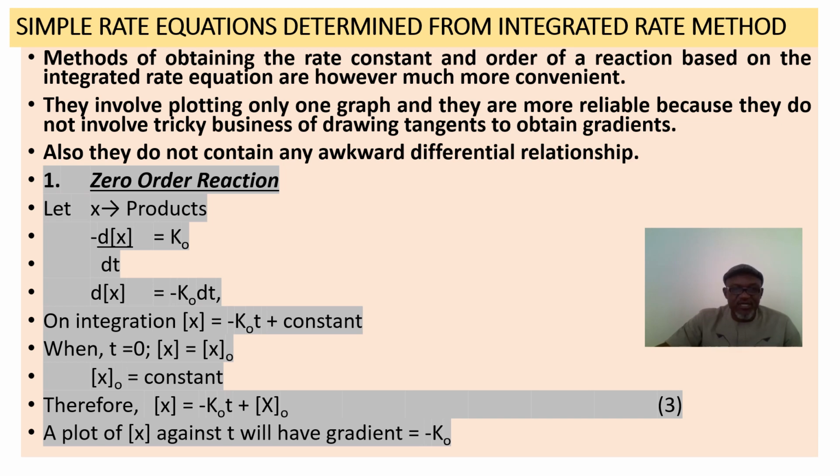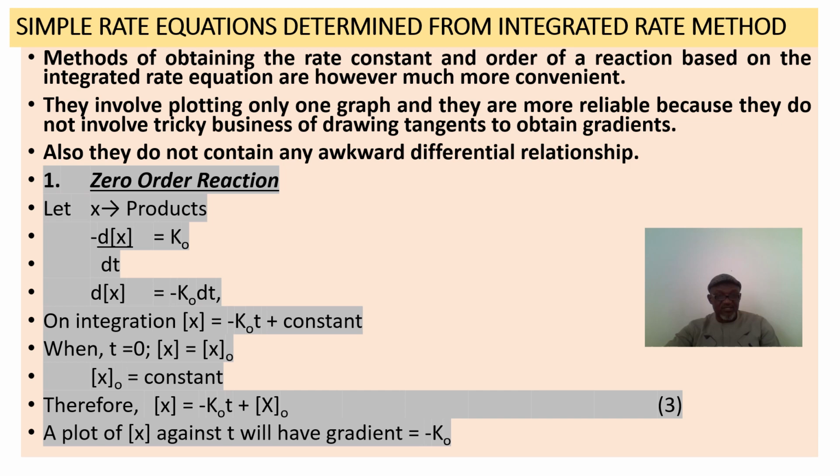So the hypothetical reaction is X to product. Remember, our rate of reaction is minus dx over dt, minus because X is a reactant, equal to k0 if it is a zero order reaction, because the concentration of X raised to power 0 is 1. So that disappears and we're left with only k0 here. We cross multiply, dx is equal to minus k0 dt, and then we integrate. Once we integrate, we have x is equal to minus k0t plus a constant.